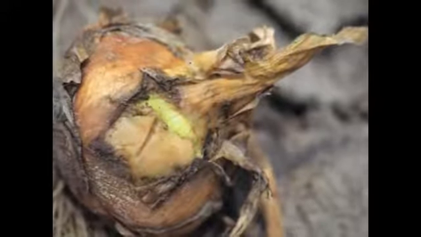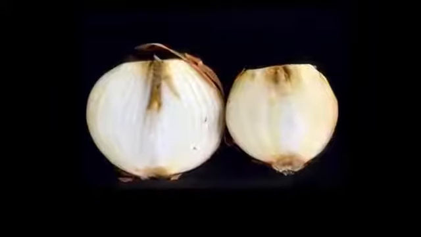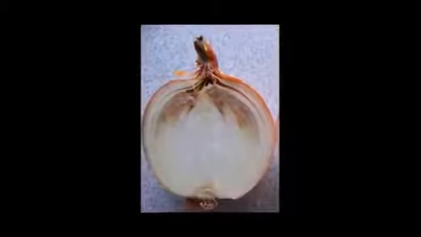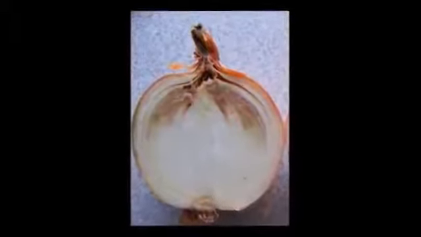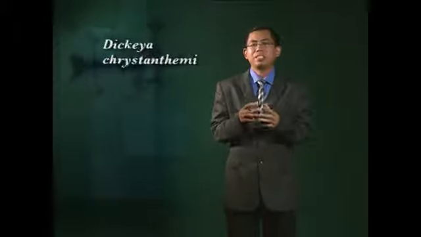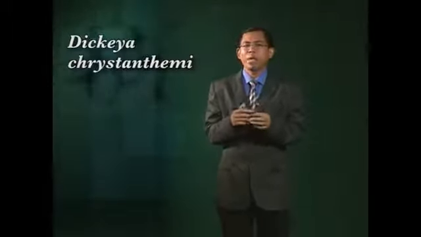Bacterial soft rot is a major post-harvest disease of onion bulbs, and several types of bacteria are associated with post-harvest decay through secondary infection. Only Pectobacterium carotovorum and Dickeya chrysanthemi produce pectolytic enzymes and can enter a bulb without pre-existing injury to cause the specific disease known as soft rot.